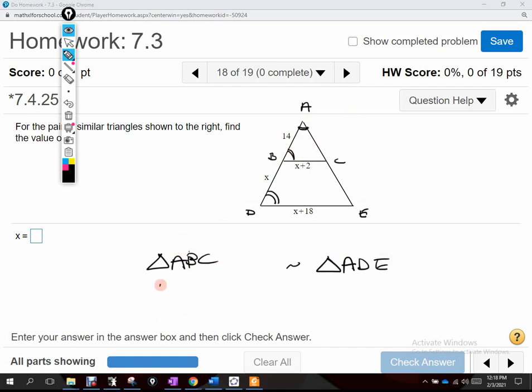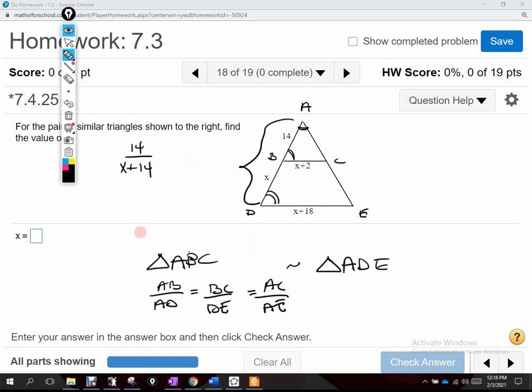So that's my similarity. I'm going to say AB compared to AD should be the same as BC compared to DE, which should be the same as AC compared to AE. Now we know AB is 14, so use this first ratio and write it up here, 14 over AD. Now AD, what do I call AD? It's got to be x plus 14, right?